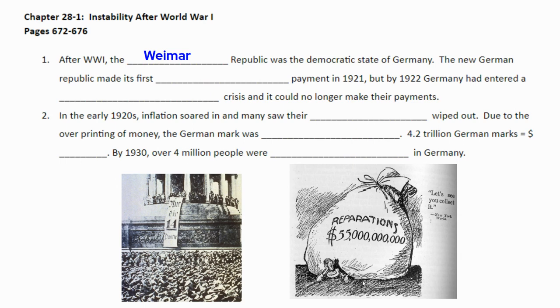And this new German republic made its first reparation payment, as required by the Treaty of Versailles, in 1921. But by 1922, Germany had entered a financial crisis and couldn't make any of the additional payments for these reparations. And as a result, Germany basically said, hey, we're bankrupt. We cannot make these payments.